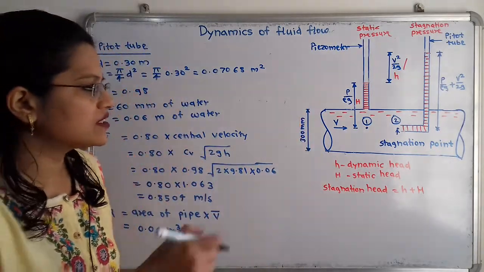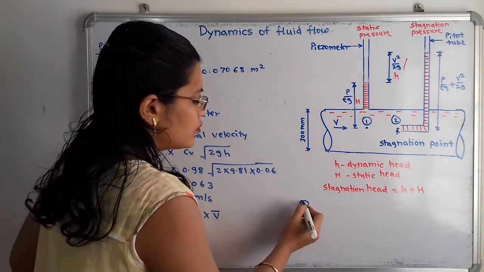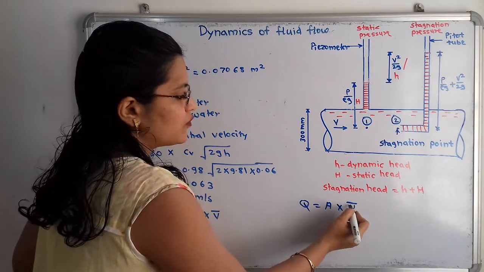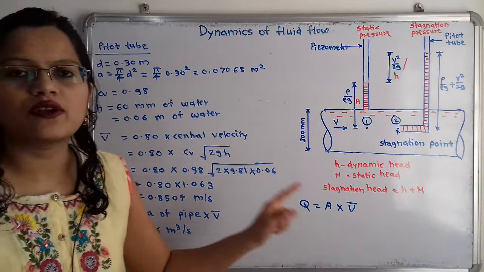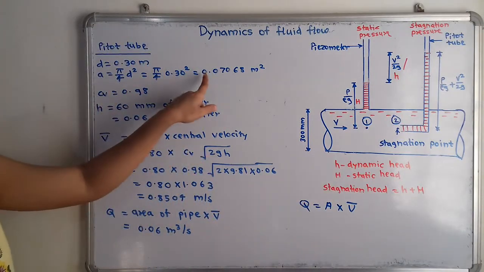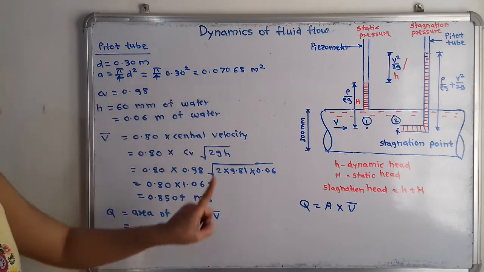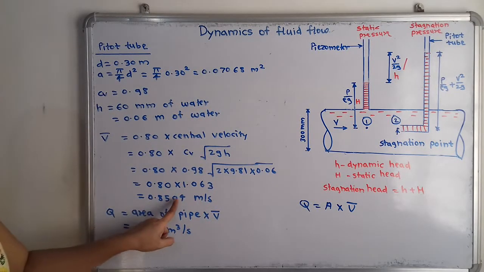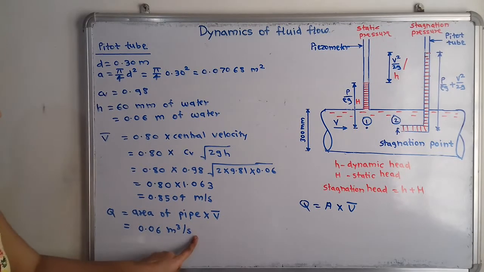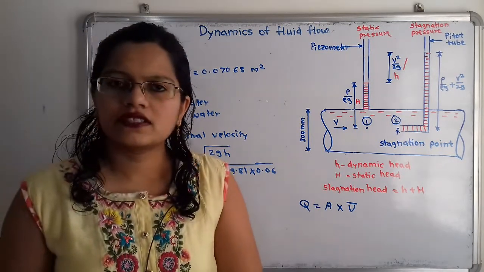Now we have to find out what is the discharge in pipe. So we know that discharge, that is Q is equal to area of pipe multiplied by mean velocity. So we have to consider here as a mean velocity V bar. So area of pipe, that is 0.07068 multiplied by 0.8504, which is equal to 0.06 meter cube per second, and this is the answer.